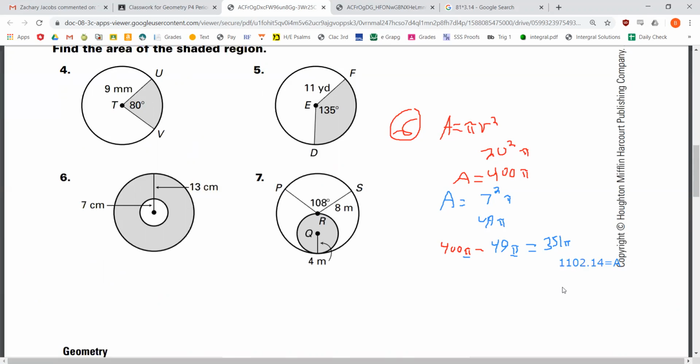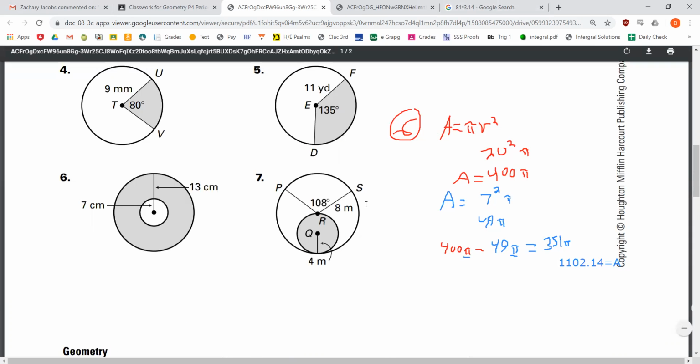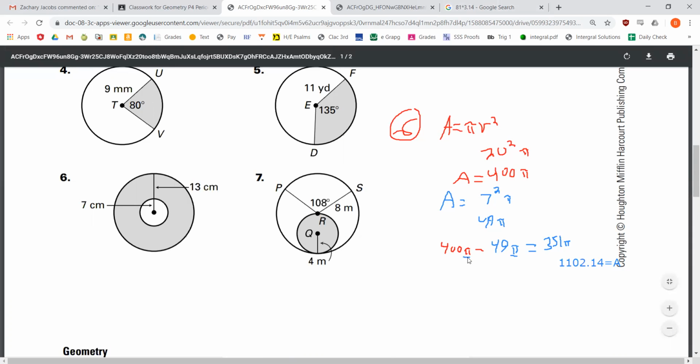I did 400 pi and I got 1,256. And then I did 49 pi and then I got whatever. And then I subtracted those. And I got, yeah, I did what Callie did. And you got the same-ish answer? Yeah. Same exact answer. Okay, yeah, you should be getting the same answer, because you could just treat the pi as a variable, essentially. You're just combining like terms. Okay. So number 7.